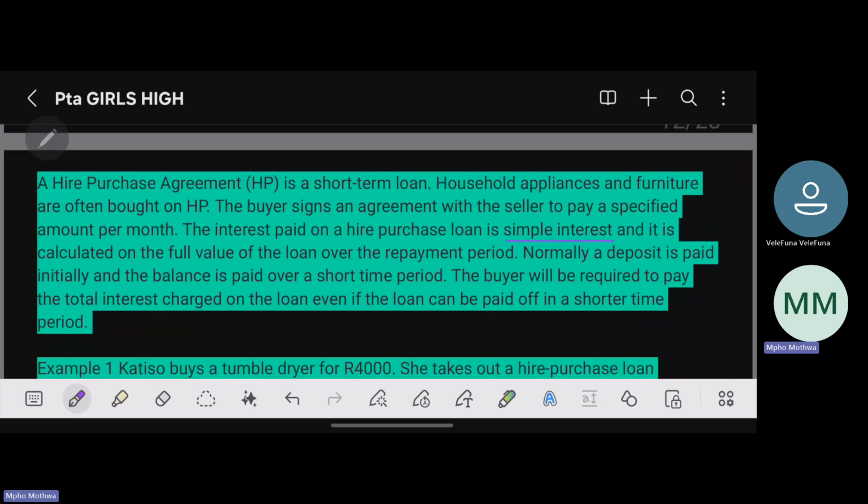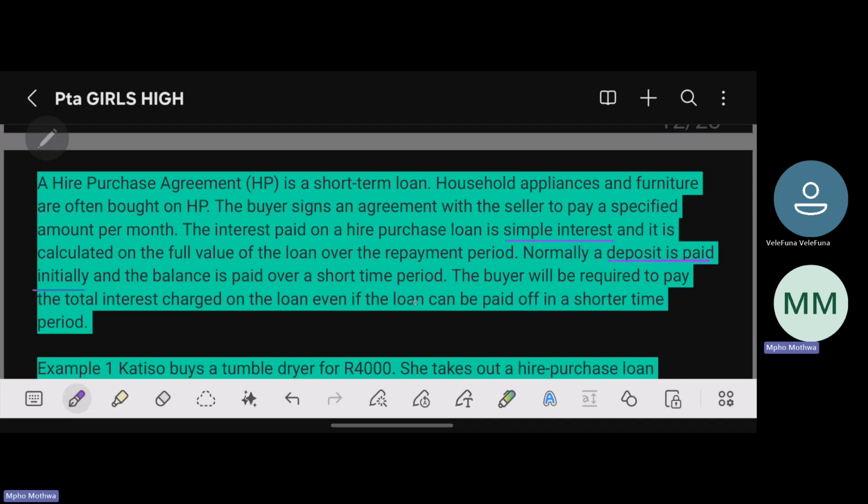Normally, a deposit is paid initially. Note this as well. This is how hire purchase is different from simple interest. Actually, it is simple interest, but the only difference is that you must bring the deposit initially, and the balance is paid over a short time period.